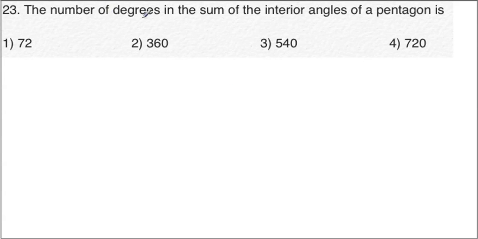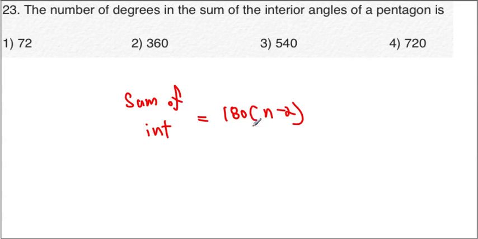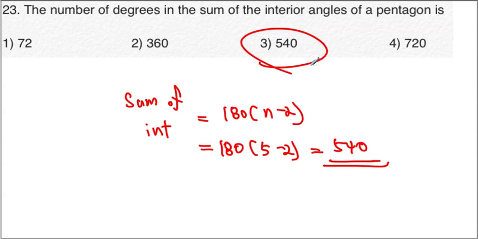So how do you find the sum of the measures of interior angles? It's simply 180 times n minus 2. So here we get 180, and since we're looking at pentagon, 5 minus 2, that's what we end up getting. Once you calculate this one, our answer will be 540. So therefore, choice 3 becomes our answer.